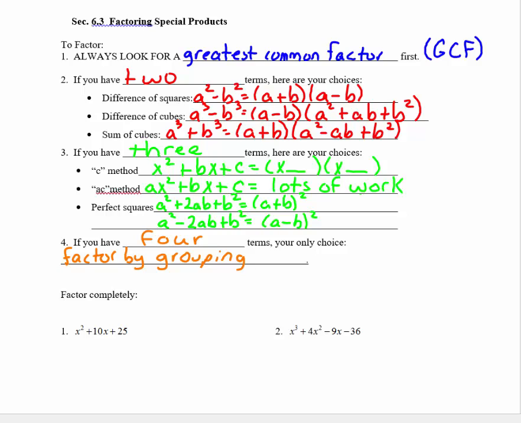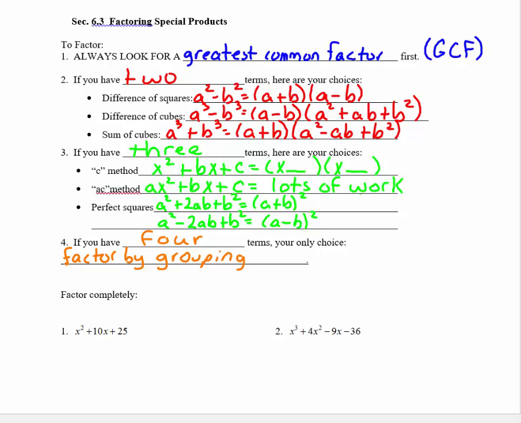So number two, after you've looked for greatest common factor, you're going to decide if you have 2 terms, 3 terms, or 4 terms. If you have 2 terms, you're going to follow the suggestions in number 2, which are either difference of squares. Difference of squares is a squared minus b squared, which would factor into a plus b and a minus b. The difference of cubes, a cubed minus b cubed, would be one of the new ones that we're learning in intermediate algebra.